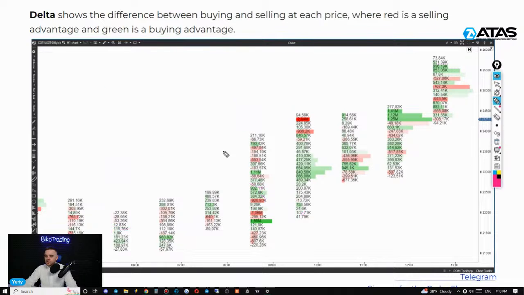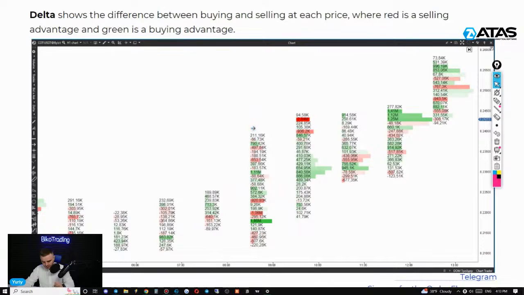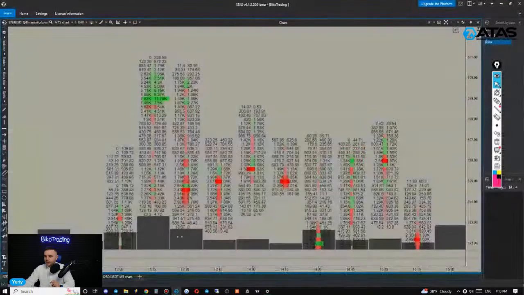Guys, why is it super important to see delta? What are your thoughts? Share in the chat, share in the comments. While you're sharing, I will reply to Kaz Mizra. How to open a footprint chart?